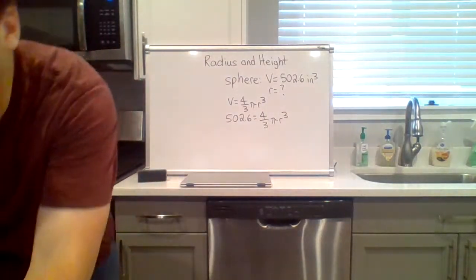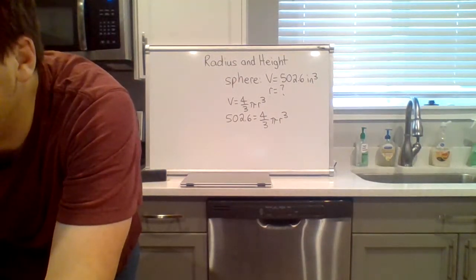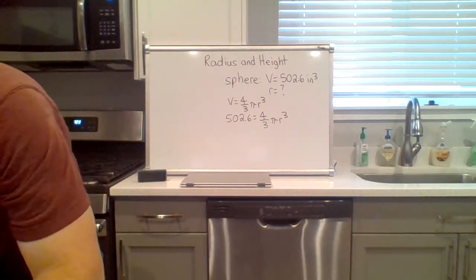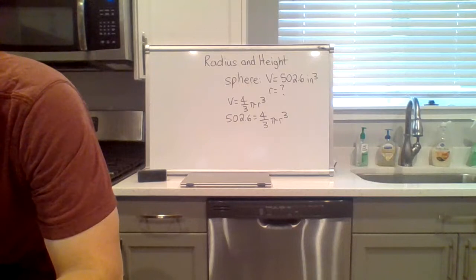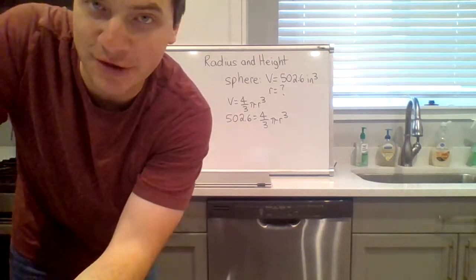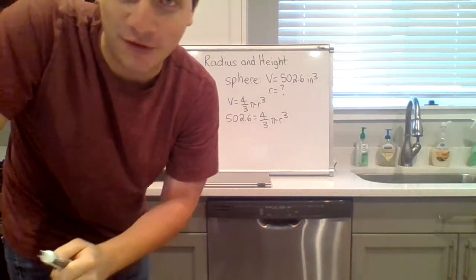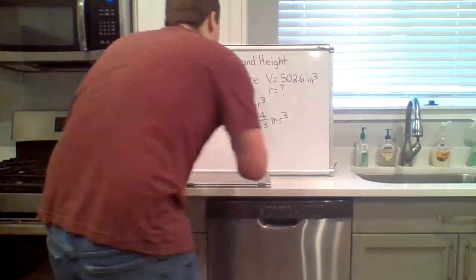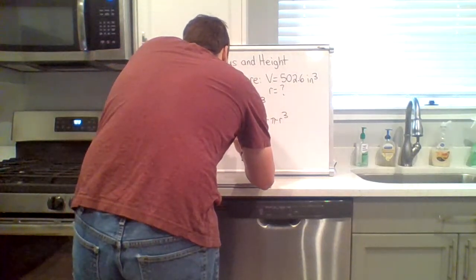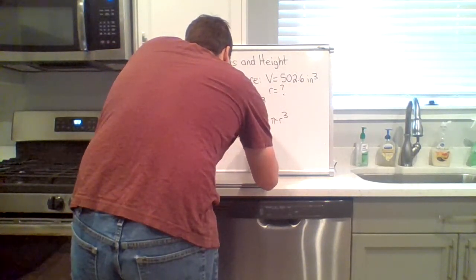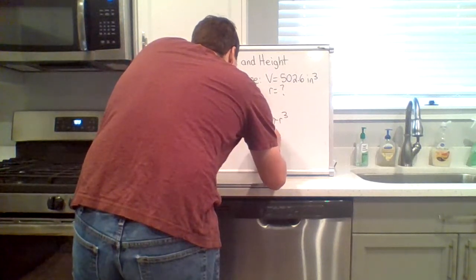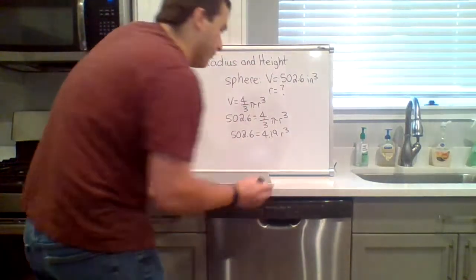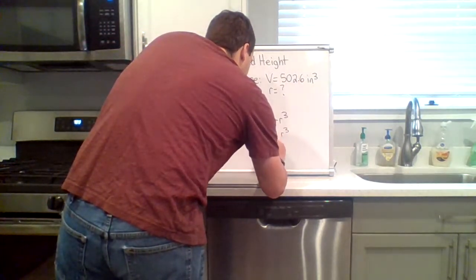So I'd recommend to start, you do 4/3 times pi, 4 divided by 3 times pi. I'm being lazy and simply using the Google calculator, which is not that difficult to find. Just simply Google calculator and one will show up. 4.19. Once again, to solve for r, we divide by 4.19.